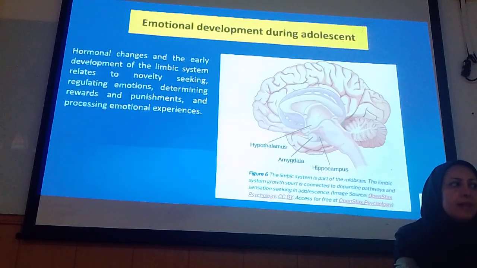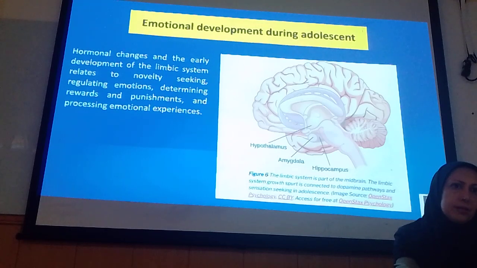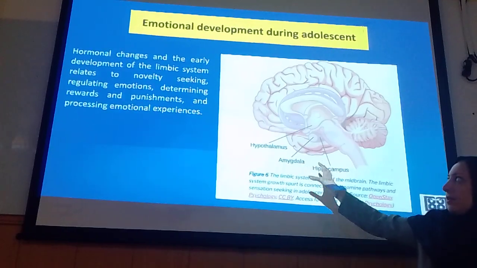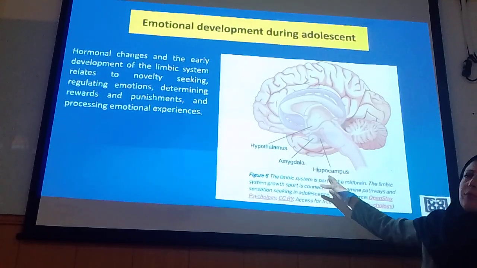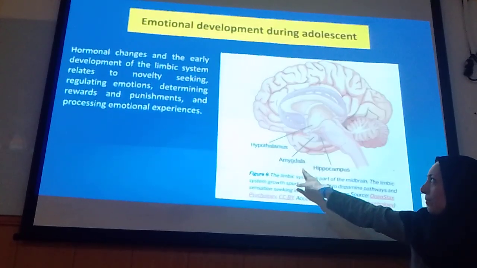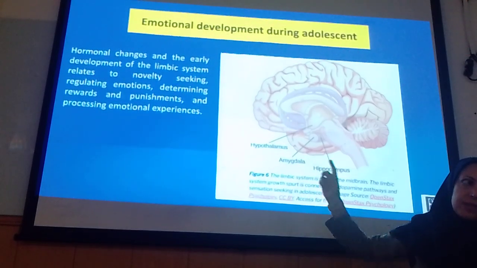This hormonal change and the early development of the limbic system are related to novelty seeking, regulating emotion, determining rewards and punishments, and processing emotional experiences. These are the emotional developments during adolescence because of the effect of hormones on the limbic system: hypothalamus, amygdala, and hippocampus. And this place is very, very important for these emotional developments in adolescence.